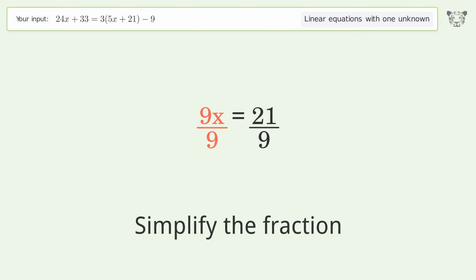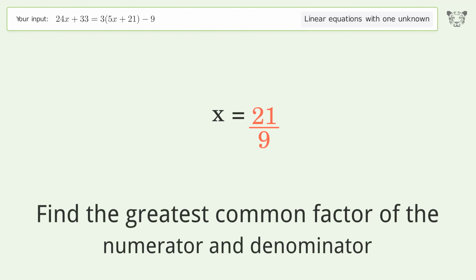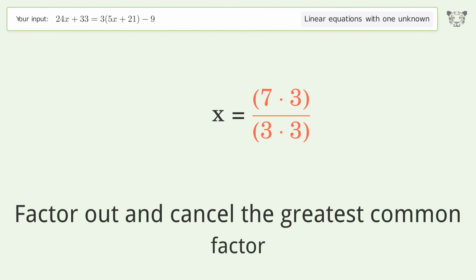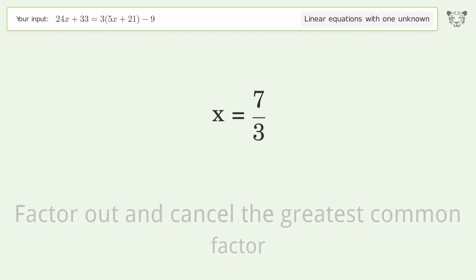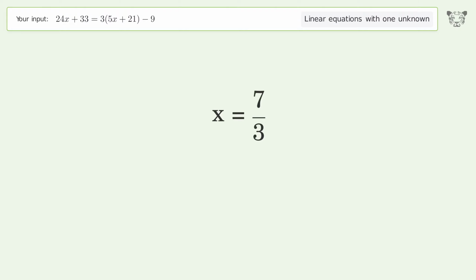Simplify the fraction. Find the greatest common factor of the numerator and denominator. Factor out and cancel the greatest common factor. And so the final result is x equals 7/3.